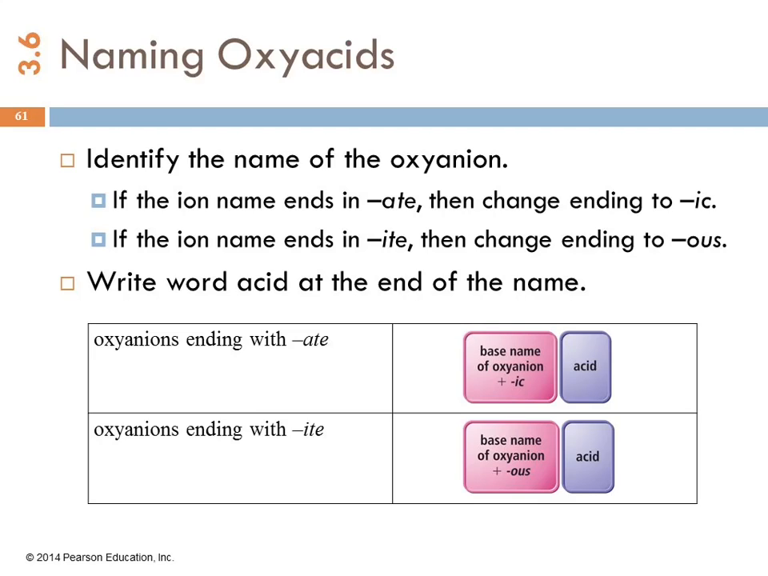The oxyacids. So when we look at these oxyacids, the names are based on the names of the oxyanions. So basically you can cover up the hydrogen and look at what's left, figure out the name of that. And of course we're going to modify it a little bit. So you find the name of the oxyanion. If it ends in -ate, you're going to change -ate to -ic. If it ends in -ite, you'll change -ite to -us.